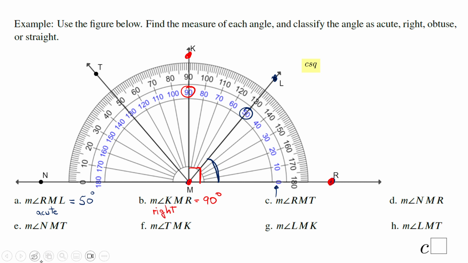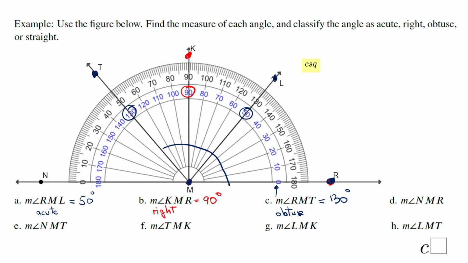Let's take a look at the next part, C. This one, RMT. Again, RMT, this angle. So let me erase the other markings. I have here these two, and now we can see better. This is the angle, which is an obtuse angle, and again I'm going to use the blue scale, and I'm going to notice right here 130. That is 130 degrees, and this is an obtuse angle.